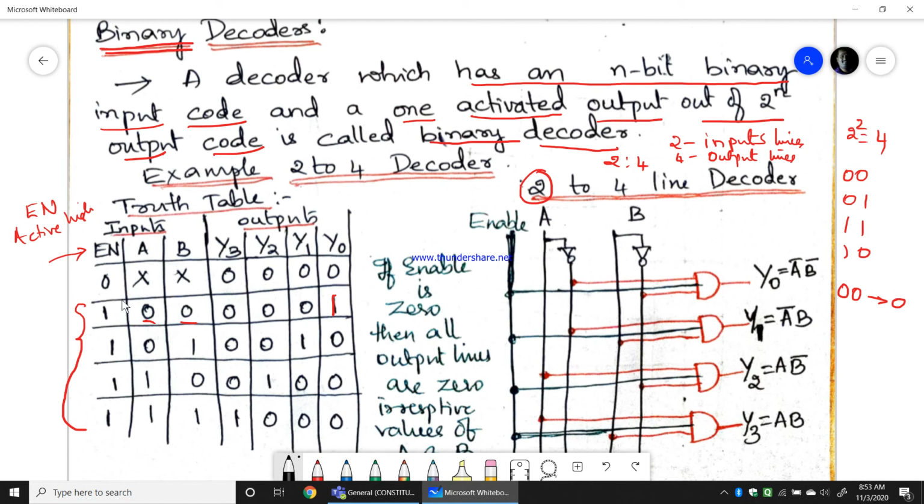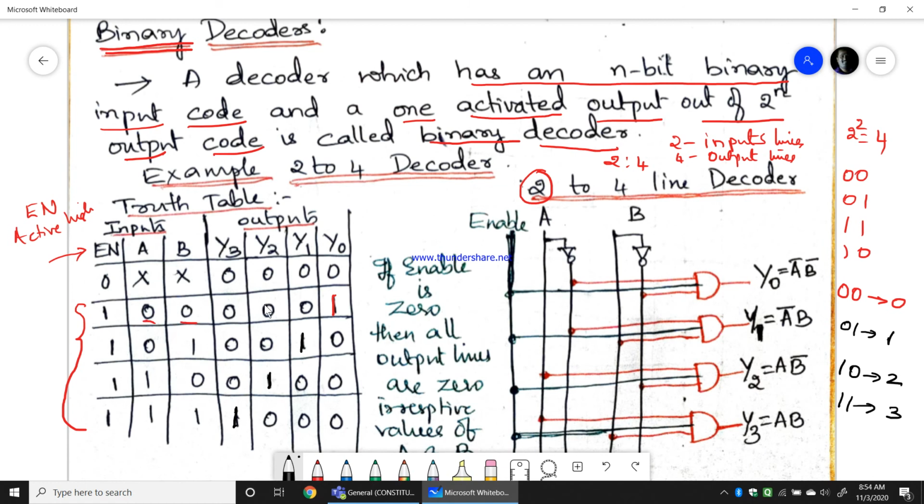Similarly for 0 1, we all know the decimal value of 0 1 is 1. Therefore Y1 will be selected, all others are zeros. And similarly 1 0 in decimal is 2. Therefore Y2 will be selected, all others are zeros. And finally 1 1 is 3. Therefore Y3 will be selected, all others will be zeros.